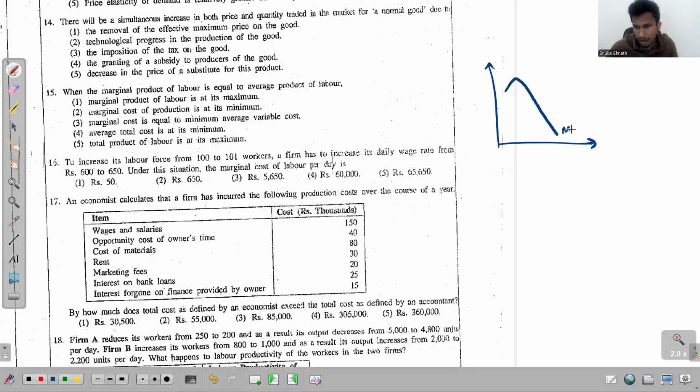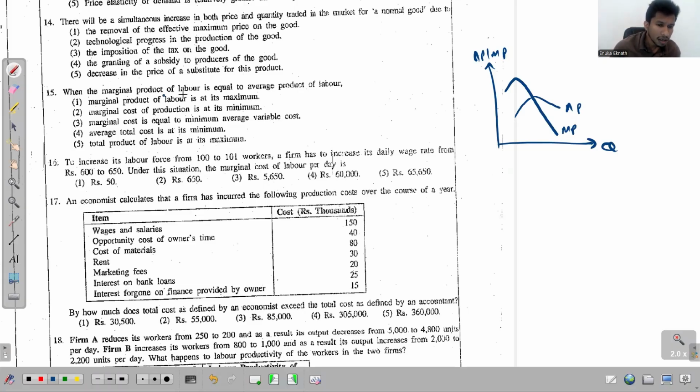Let's assume this to be the marginal product. And if so, this will be the shape of the average product curve. So on this side, we get the quantity, and then we get the average product and the marginal product on the y-axis. All right, so we will read the given options.